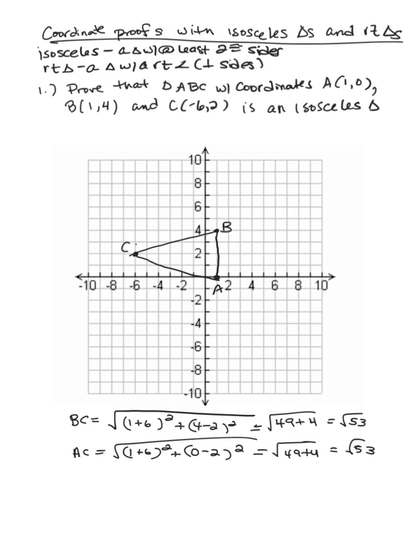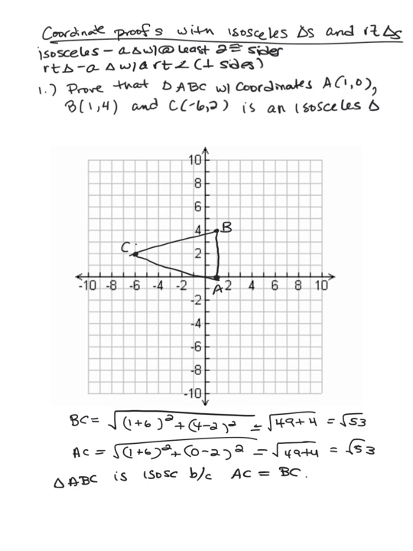You have to write a concluding statement. That's the part that's the most difficult. So triangle ABC is isosceles because AC is equal to BC. That means the lengths are equal. That's all you have to write.